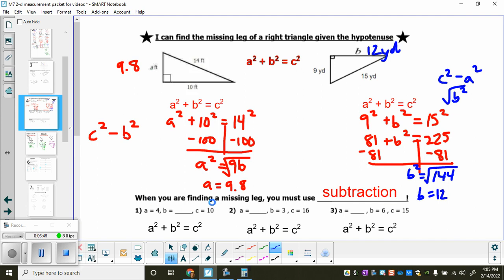So when you're finding a missing leg, you must use subtraction. I'm trying to get my highlighter out to highlight that for you guys right now. But yep, we've been using subtraction here. There we go, subtraction.